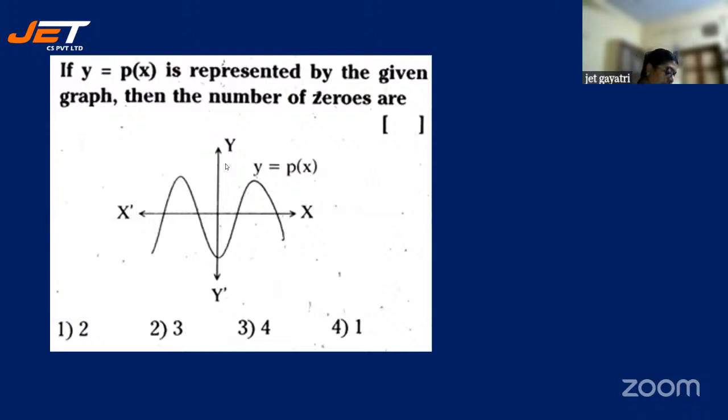Alright, good. Many of you have given me the right answers, but others who have not answered, please do start answering. Alright, see the next question. If y is equal to p of x is represented by the given graph, then the number of zeros are how much? See, it's very simple. From here itself, we can see here. Yes, students, you all should answer.